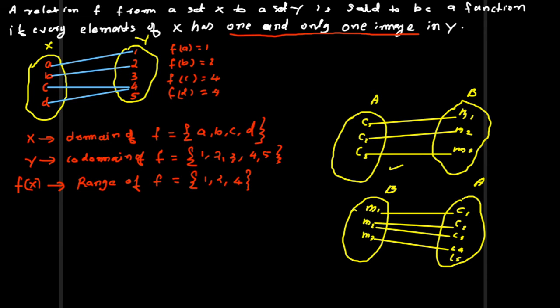So in this case, the second element here, we can write this M2, this mother has 2 children. So we can't consider this one a function, but this other one is a function. Okay, next one is an injective function.